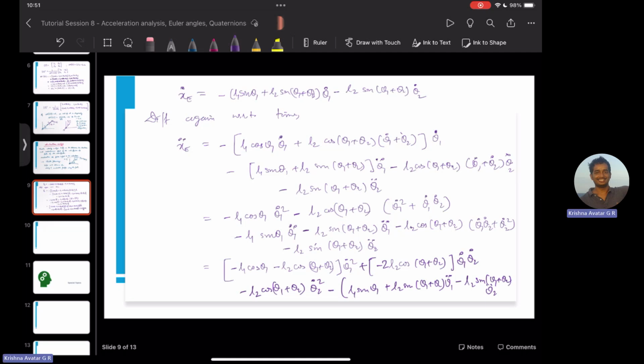So here I just want to mention certain aspects. The first aspect that you see here is that even if theta 2 double dot and theta 1 double dot are 0, it still implies that xc double dot, or the acceleration of xc, is not 0, right? Just because of the presence of the squared velocity terms.